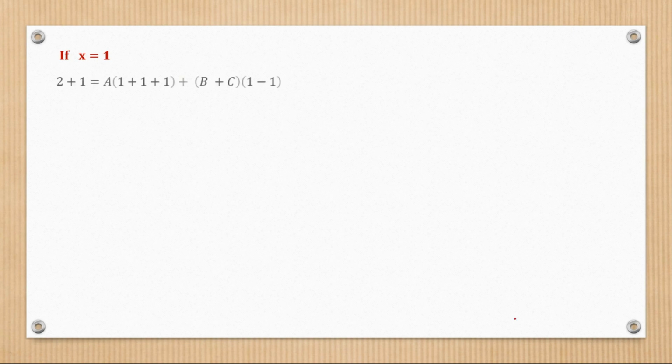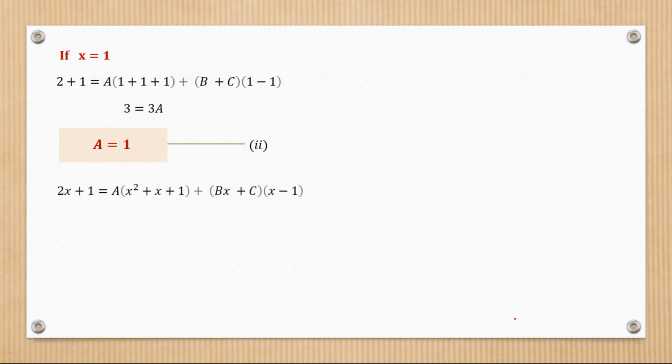So we're going to let x be equal to 1, then this is what we shall end up having. We end up being left with 3 being equal to 3a, and a shall be equal to 1. So now that we know the value of a, next we need to find the value of b and c. We go to our general equation and substitute in the value of a. A is 1, so that's what we end up having.